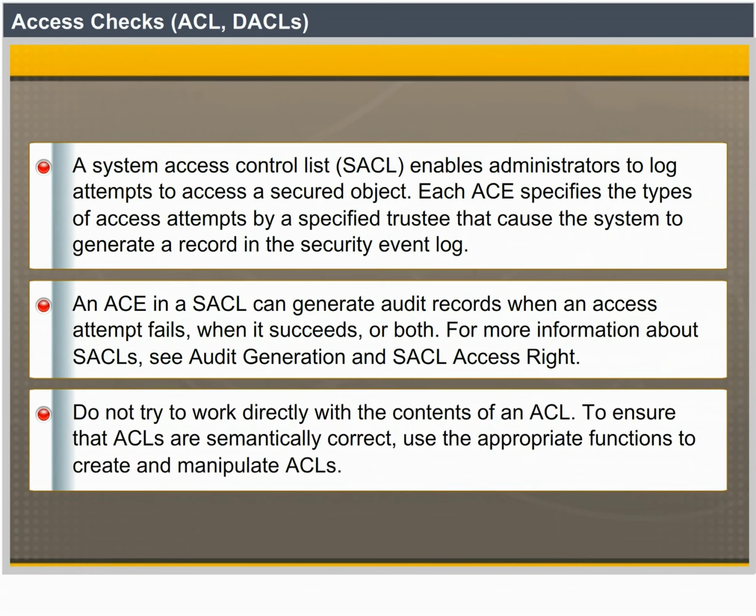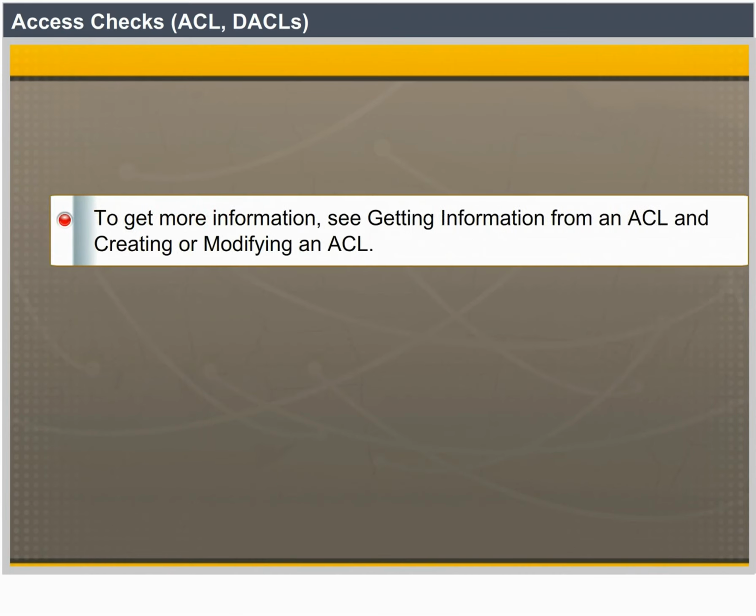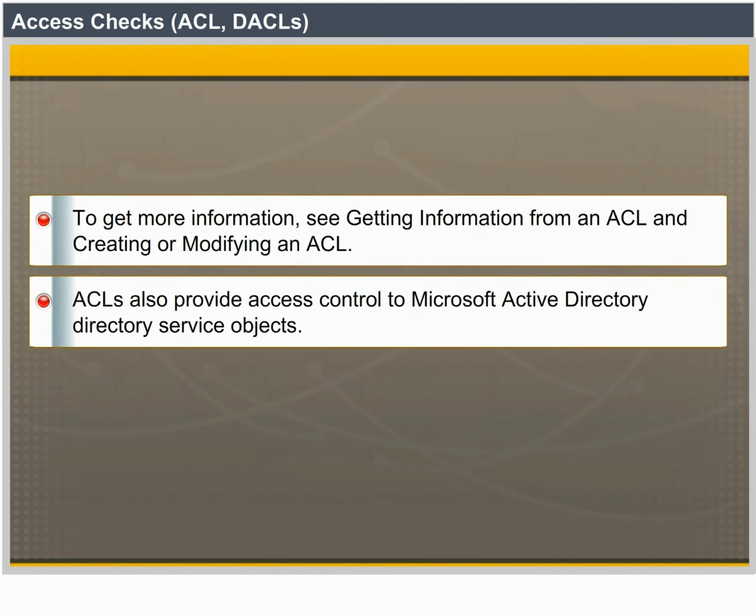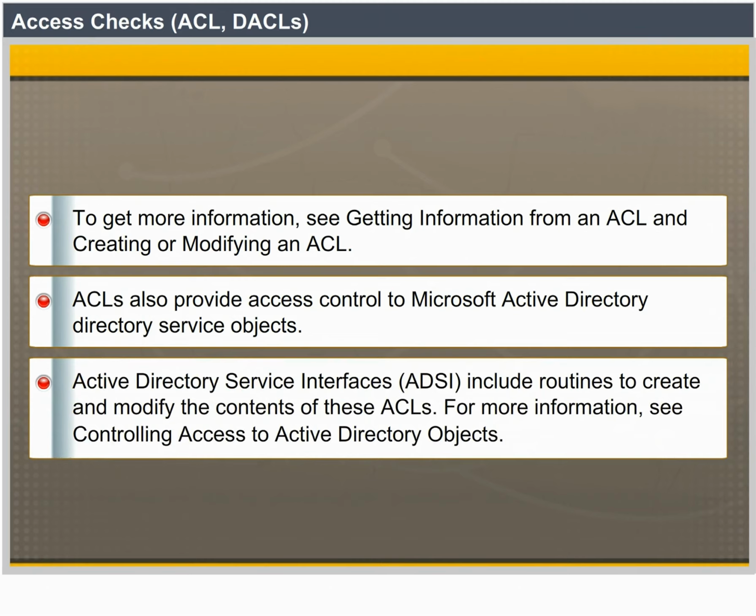Do not try to work directly with the contents of an ACL. To ensure that ACLs are semantically correct, use the appropriate functions to create and manipulate ACLs. For more information, see Getting Information from an ACL and Creating or Modifying an ACL. ACLs also provide access control to Microsoft Active Directory Service objects. Active Directory Service Interfaces (ADSI) include routines to create and modify the contents of these ACLs. For more information, see Controlling Access to Active Directory Objects.